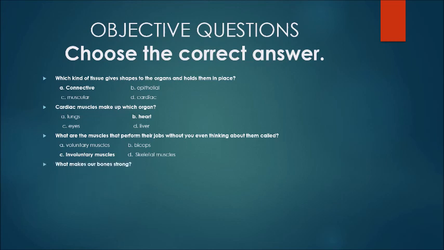Number 4. What makes our bones strong? A. Exercise, B. Calcium-rich food, C. Milk, D. All of them. D. All of them is the answer. Number 5. The smallest bone of the body is in the A. Eye, B. Heart, C. Nose, D. Ear. D. Ear is the answer.